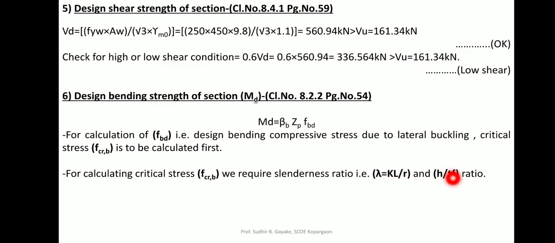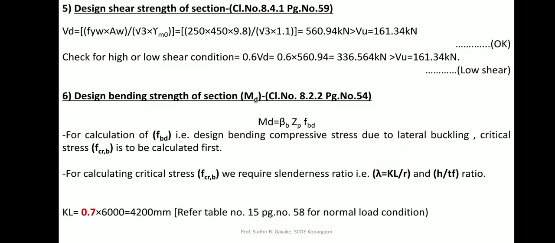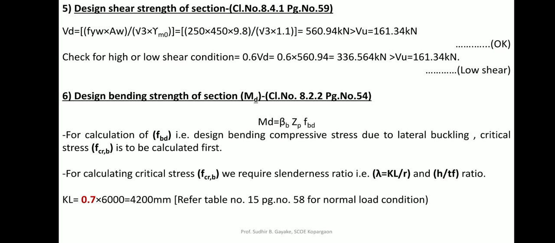So H by TF ratio we are going to get directly from the cross section, and lambda value KL by R is known to us from effective length divided by least radius of gyration. So effective length KL is 0.7 into 6000. From table number 15 we are referring, page number 58 for normal condition. So KL is 0.7 into 6000, that is 4.2 meters. And referring table number 14, page number 57 of IS 800, we get these values for KL by RZ.